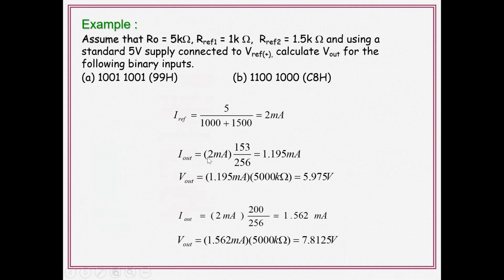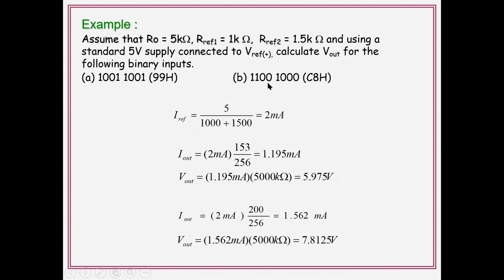Then I out. So I out equal to 2 milliamperes into 153 divided by 256. This 99H in decimal is 153 divided by 256, that equal to 1.195 milliamperes. So it is I out. Then V out equal to 1.195 milliamperes, that is I out, into the resistance value R naught. Here R naught is given as 5 kilo ohms, so multiplied with 5 kilo ohms we got 5.975 volts. So this is the output voltage for this 99H binary input.